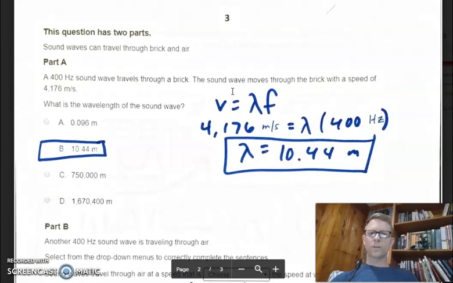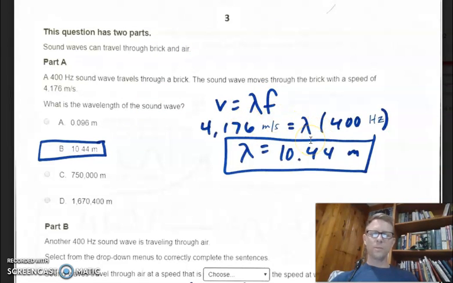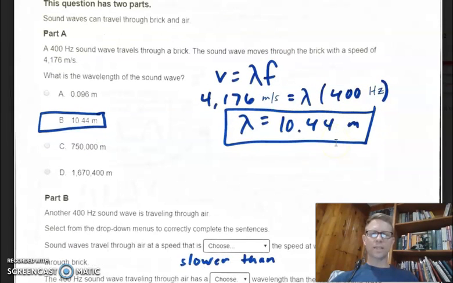Part A for question 3. It's just using v equals lambda f. So straight up put the numbers in. What do I do here to get 10.44? Well, v is 4176. Lambda, the upside down y thing, that's wavelength. We don't know that. f is 400. And now to get lambda alone, I'm going to divide both sides by 400. You get 10.44.